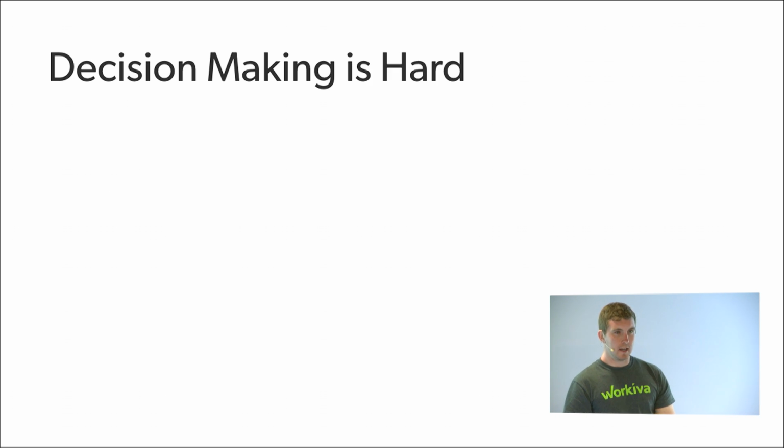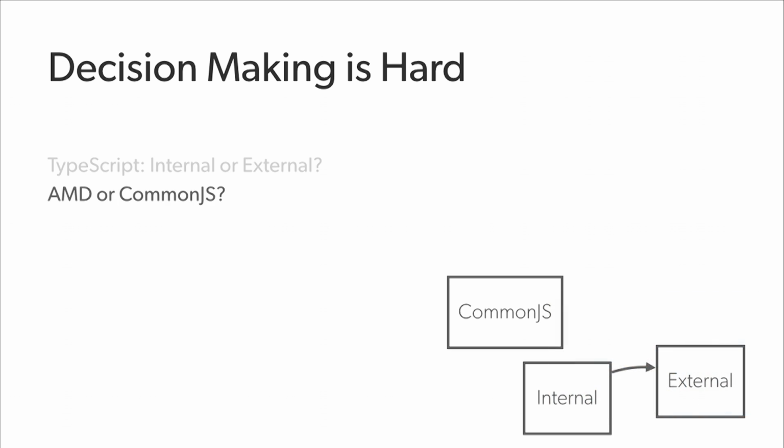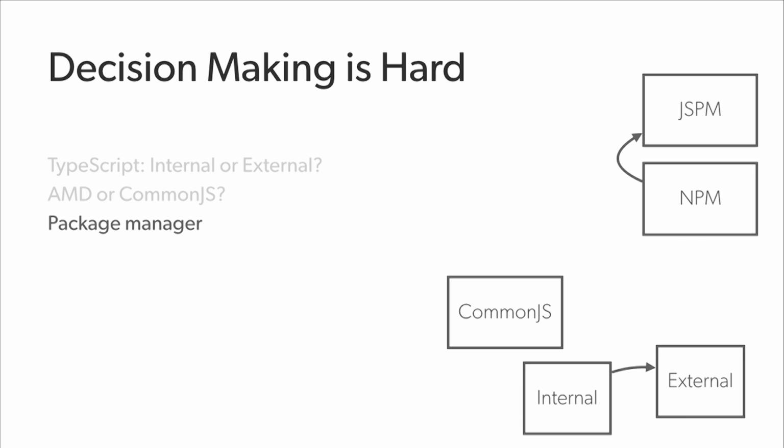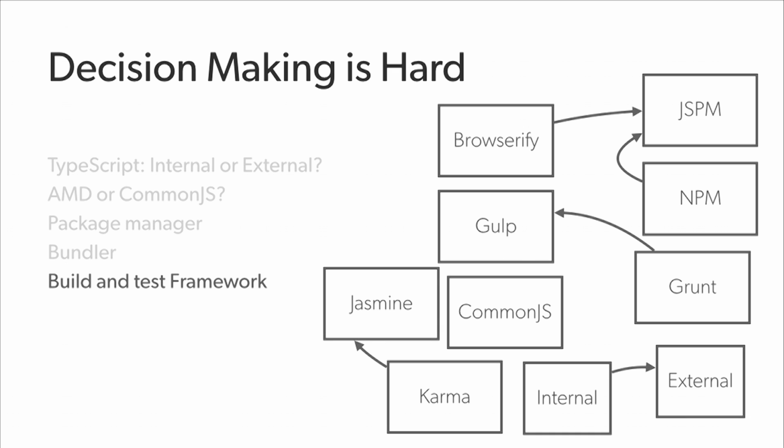But the problem with JavaScript is decision making. We had to decide whether we're using internal or external modules, AMD, or CommonJS, what kind of package manager we're going to use. Each of these arrows is where we kind of changed our mind. You have to have a bundler to produce a compiled JavaScript output. And you have to have a build and test framework. And you have to glue all these pieces together and hope that something good comes out.